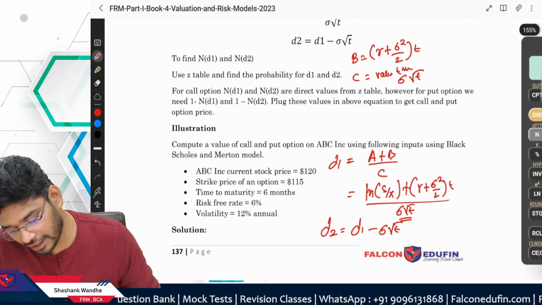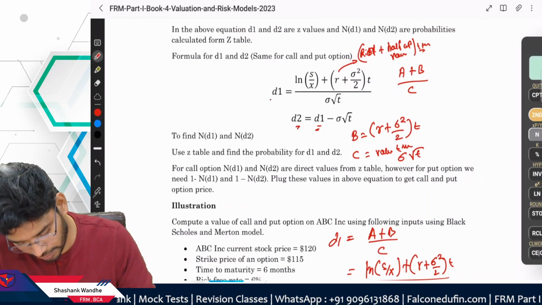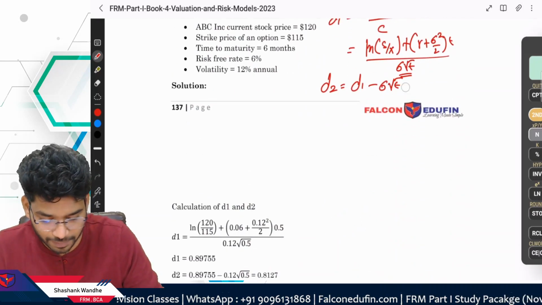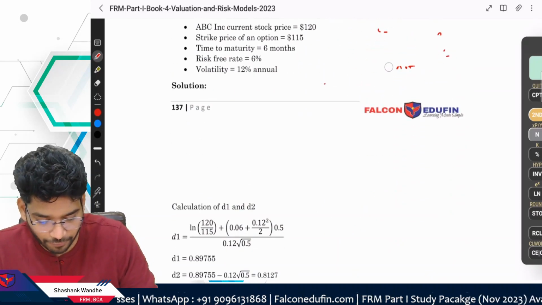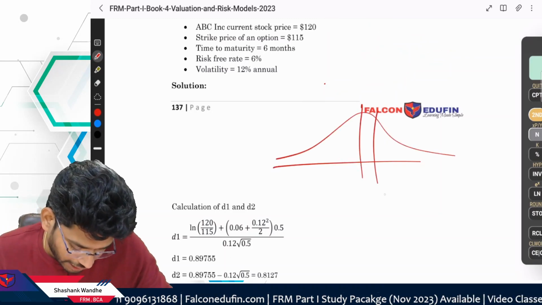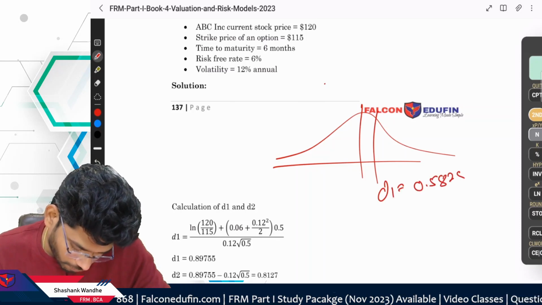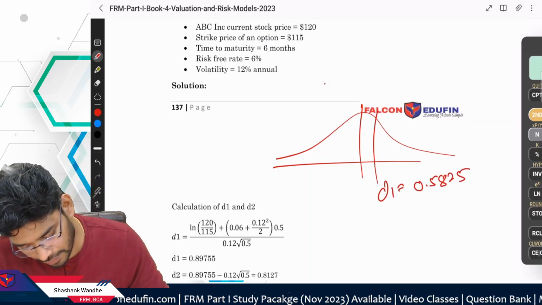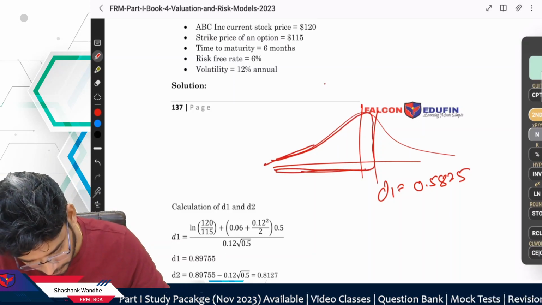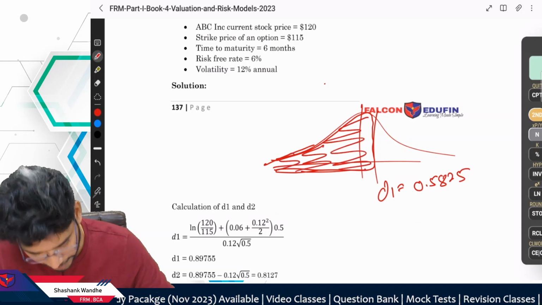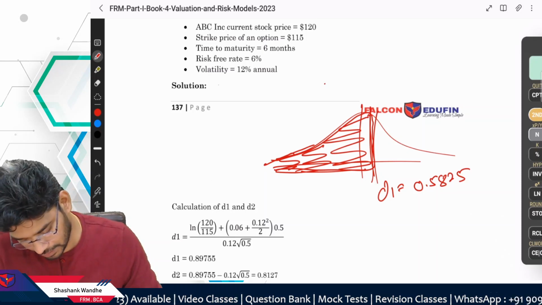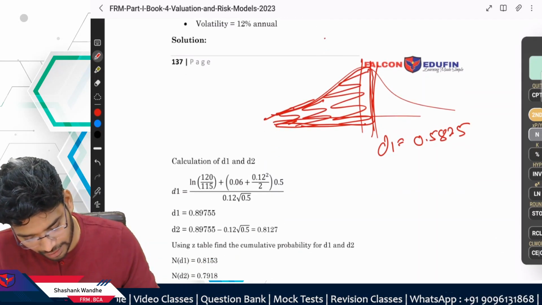Okay. And now what is D1 and D2? Sorry, we already know how to calculate D1 and D2. What is ND1 and ND2? ND1 and ND2 are the probabilities. So the value of ND1 and ND2: if you have this normal distribution and D1 is equal to, say, 0.5825, I'm just writing a random value, then we are calculating the probability till here. And D2 will be somewhere here, and then we calculate for D2. So D1 and D2 are calculated like this.